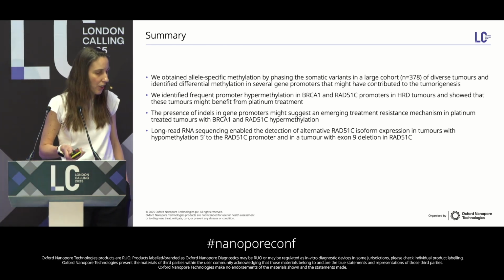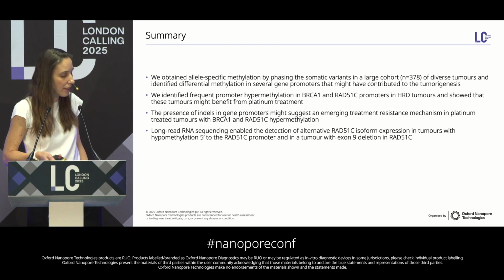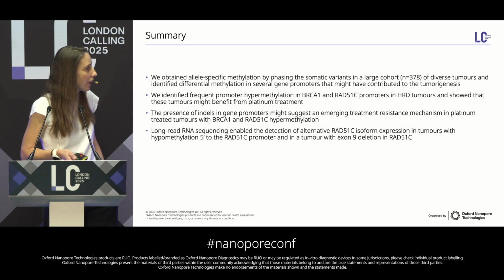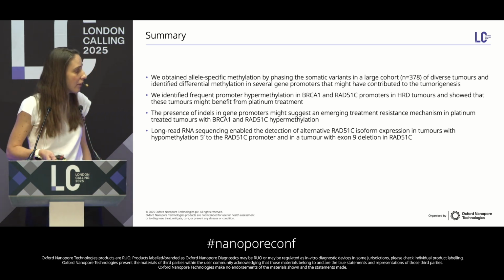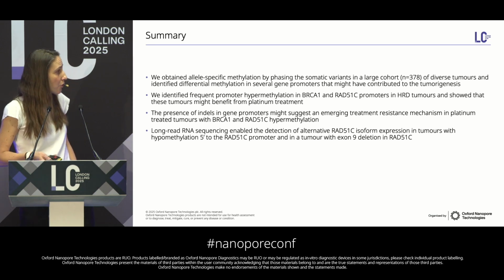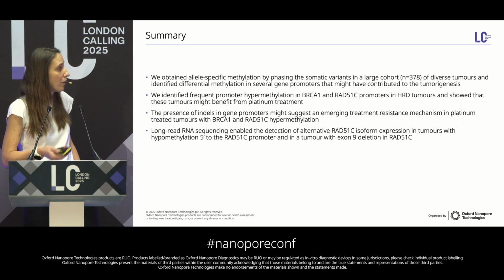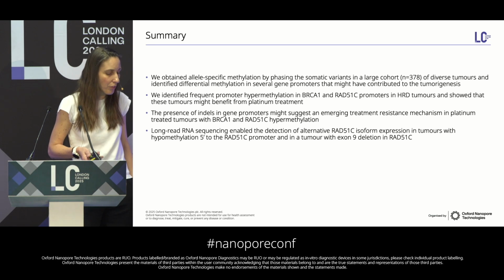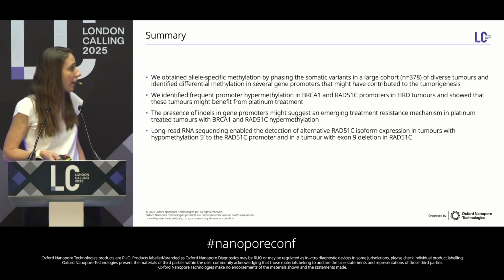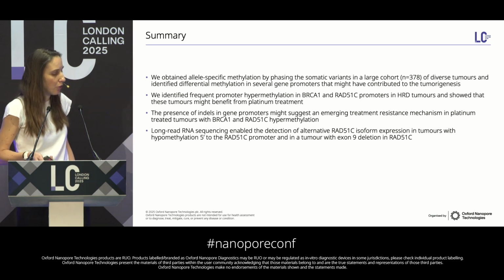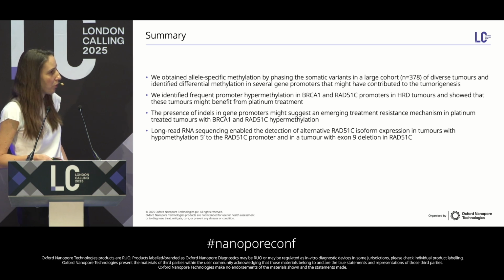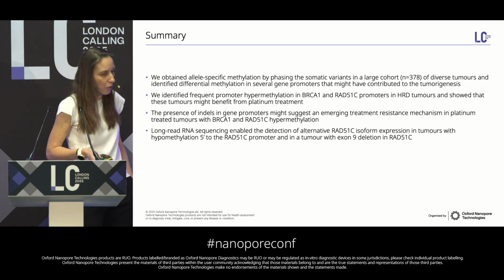So in summary, by phasing, we could look at allele-specific differential methylation in gene promoters and found many genes which are currently not associated with tumorigenesis. And we could also see that many samples with HRD have BRCA1 and RAD51C promoter methylation, and these patients might respond to platinum treatment. But there can also be emerging indels in the promoter region, which might be resistant to platinum treatment. And also there is a new mechanism for potential HRD, which is the hypomethylation 5' to the RAD51C promoter, which leads to alternative isoform expression.